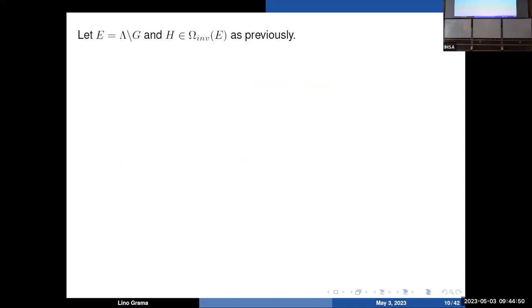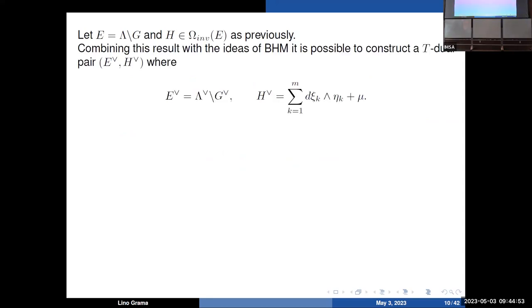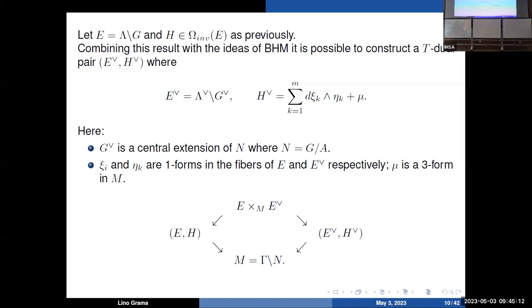Okay. And if we start with this nilmanifold and an invariant form H, if you combine the result with the ideas of Bouwknegt, Hannabuss, and Mathai, it is possible to construct the T-dual in the following way. The dual will be the central extension of n by this form psi, and eta is a one-form on the base. Okay.